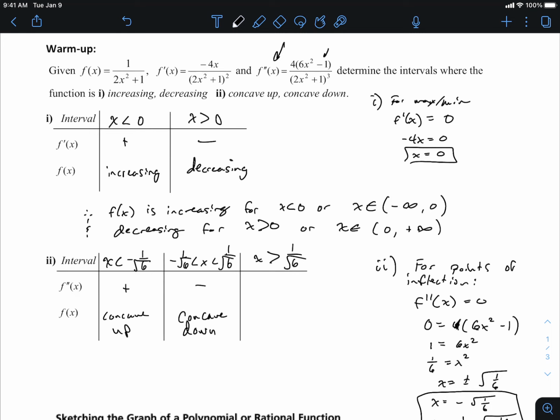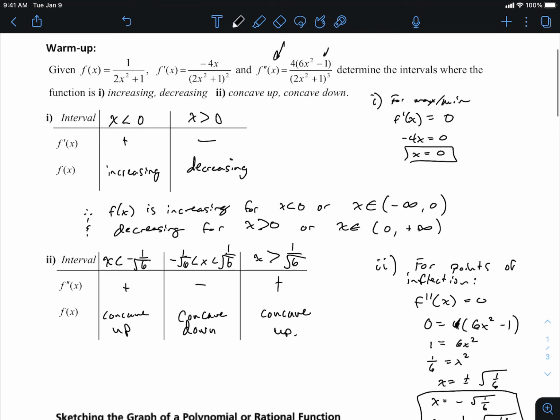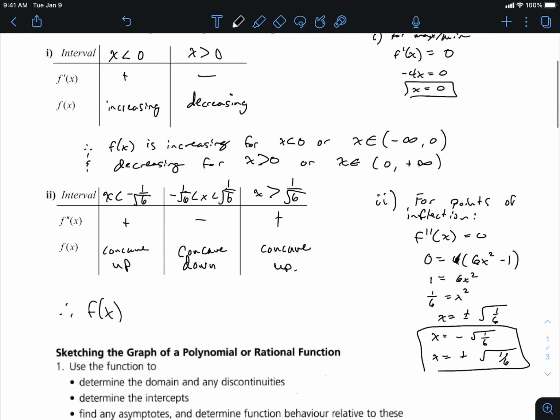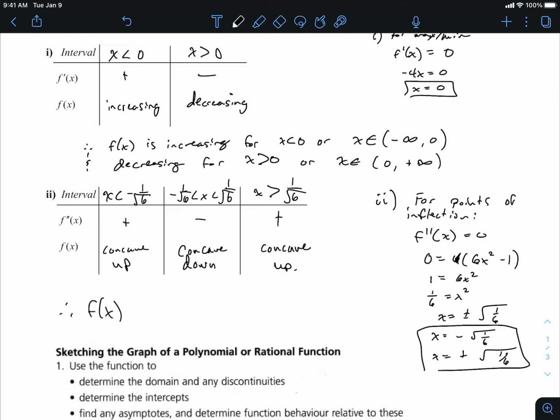And then if I were to plug in any positive value greater than 1 over root 6, I'm going to see that it comes out positive again, and so we're going to see concave up. And so you can draw all those same conclusions from above about the original function. You could say f of x is concave up on this interval, concave down on the middle interval, and then concave up again on the last interval.